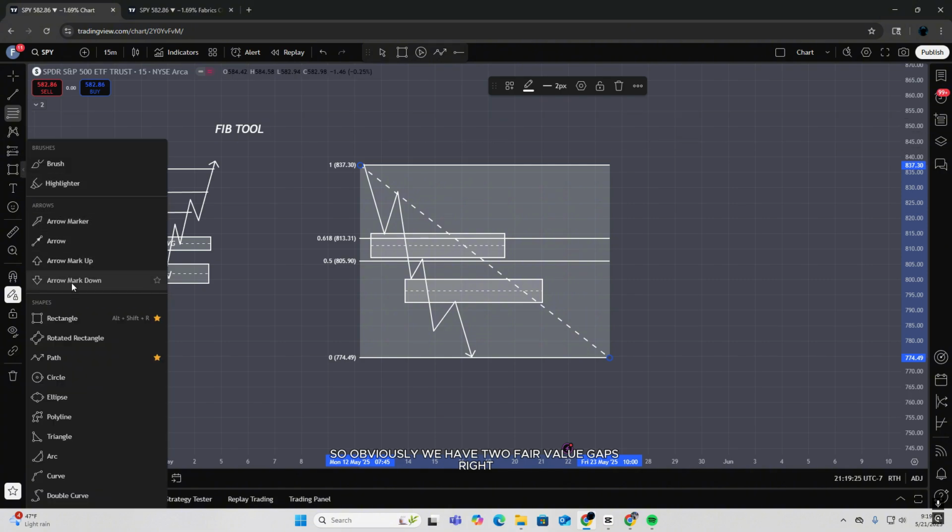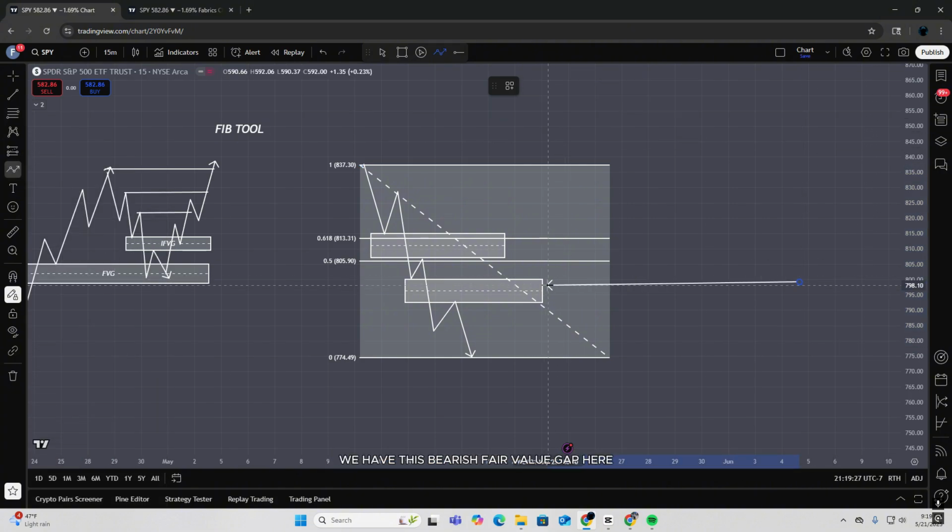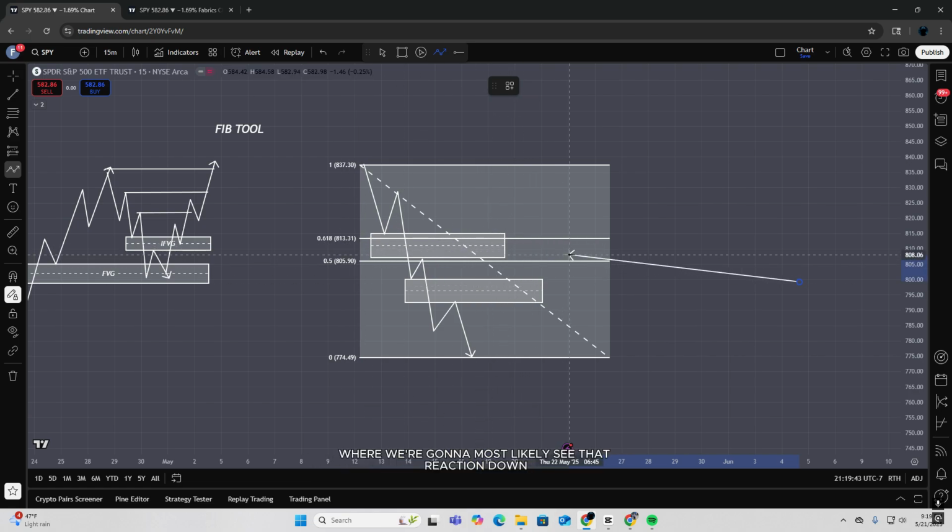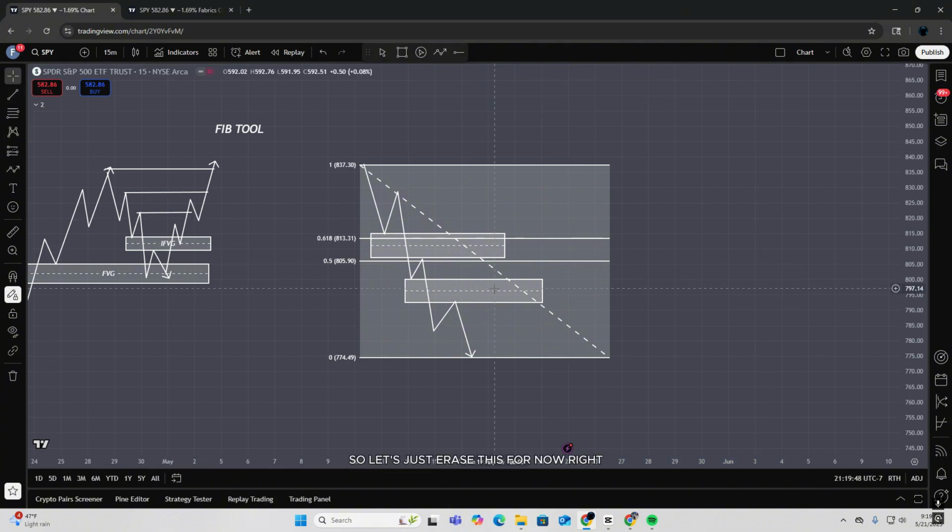So obviously we have two fair value gaps. We have this bearish fair value gap here where we could see the rejection, or this higher probability fair value gap where we could see that rejection. So we're using this one because it's higher probability. This one we could potentially see a reaction, but this is higher probability just because it's inside our golden zone where we're most likely to see that reaction down. So let's just erase this for now.